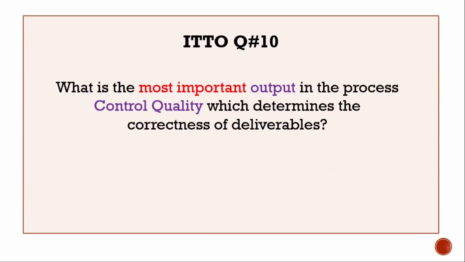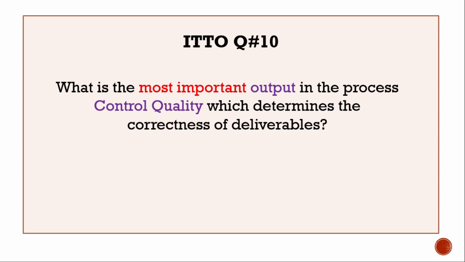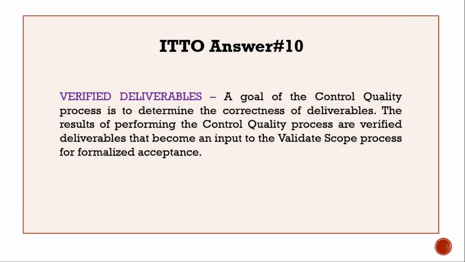ITTO question number 10, and this is very important guys. What is the most important output in the process control quality which determines the correctness of the deliverables? The answer, verified deliverables. A goal of the control quality process is to determine the correctness of deliverables. The results of performing the control quality process are verified deliverables that become an input to the validate scope process for a formalized acceptance.